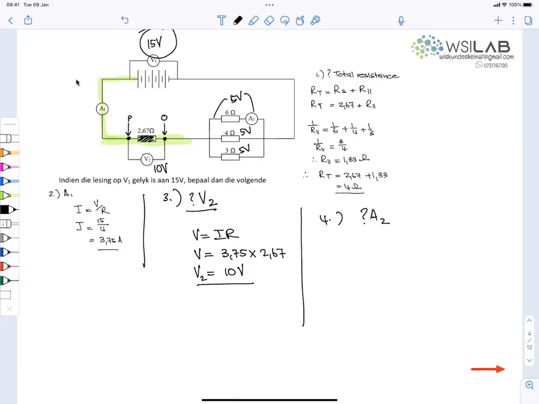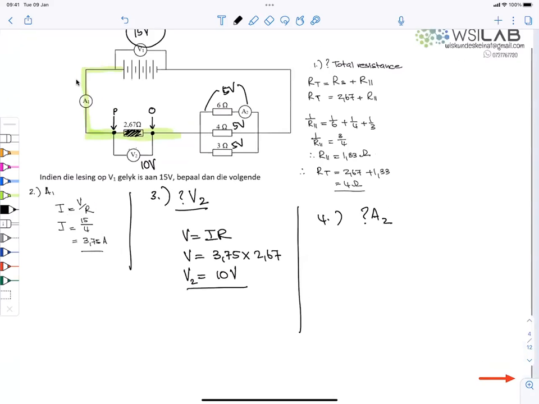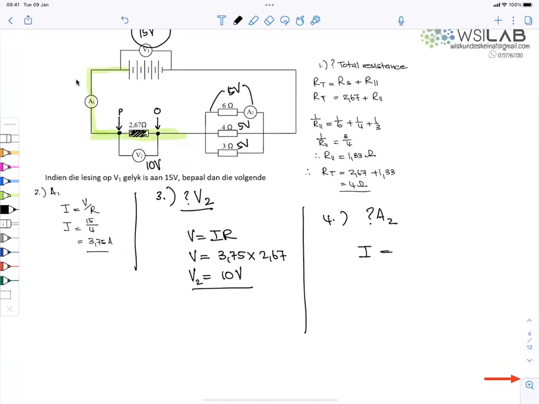The current there is the potential difference there divided by the resistance there. The potential difference there is 5 volts. The resistance there is 6. 5 divided by 6 is 0.83 amps. Therefore, A2 has a 0.83 ampere reading.